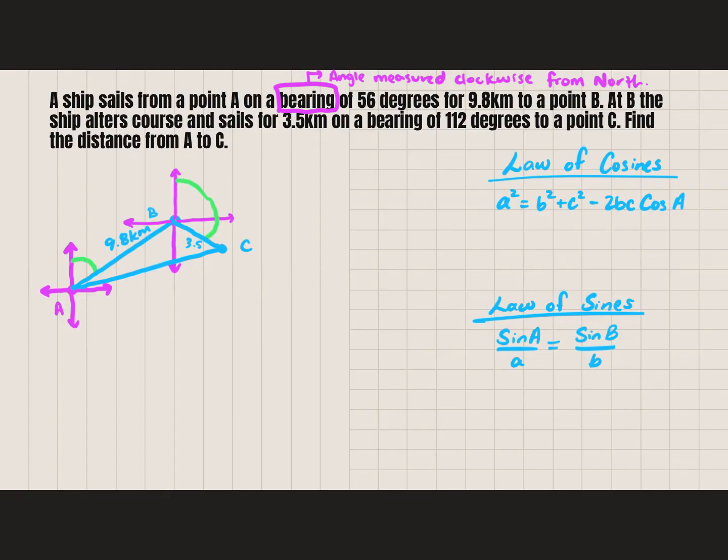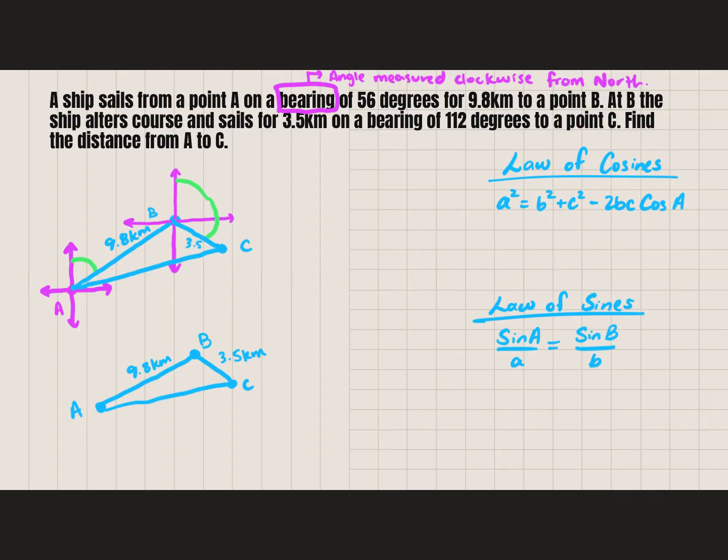And I'm going to redraw it below so it's a bit clearer without all the extra lines and coordinate planes involved. So here's A, B, C. Apologies for kind of the cruddy drawing there. But there's A, B, and C. And I know this is 9.8 kilometers. And B to C is 3.5 kilometers.